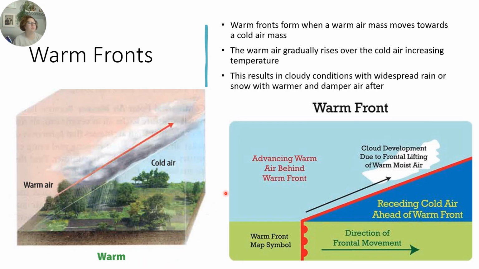So warm air fronts form when warm air masses move toward a cold air mass. The warm air gradually rises. You can kind of see that yes, the warm air is moving faster than the cold air, but because the cold air is so dense, it just forms this ramp above it.